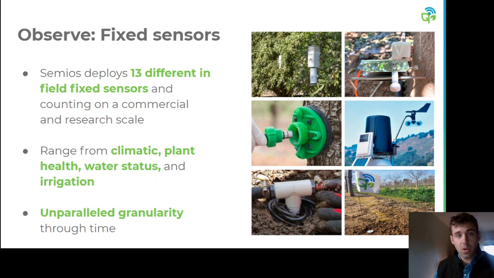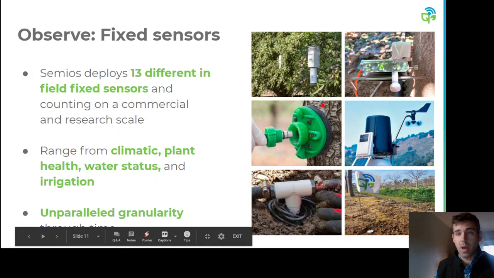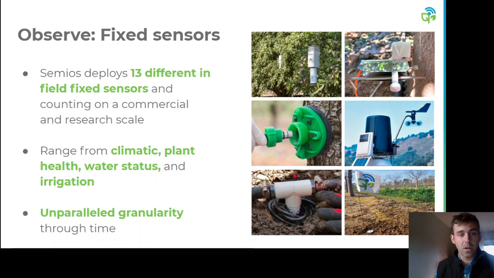When we talk about fixed sensors, here at Semios, we have 13 different sensors that we can set up. We have talked about the pheromone dispensers, but we also have dendrometers, weather stations, pressure transducers, and all these are clustered into different categories such as climatic sensors, plant health, water status, and irrigation. And when you combine all this, there's an unparalleled granularity that I don't think there's anything like this in the market right now.